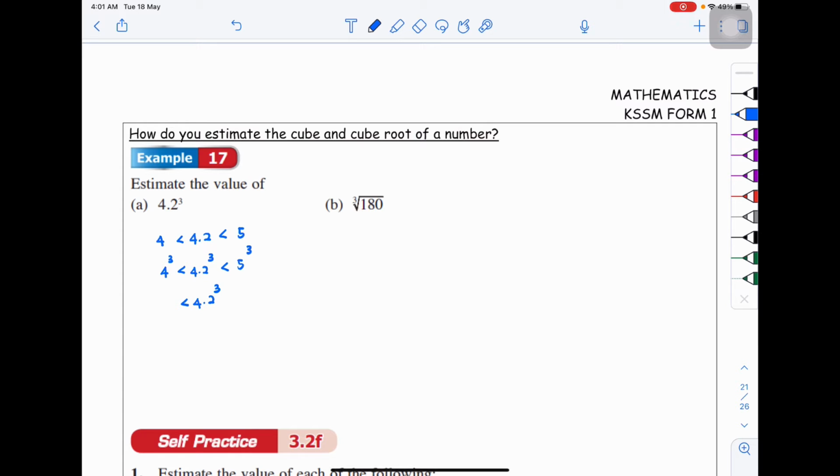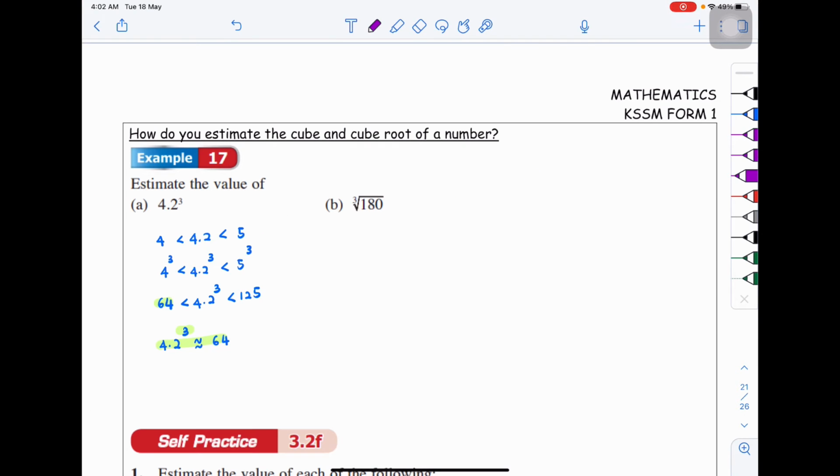Okay, so we know that 4 to the power of 3 will give us 64 and 5 to the power of 3 will give us 125. Therefore, we can say that 4.2 to the power of 3 is almost equal to 64. We take this one.